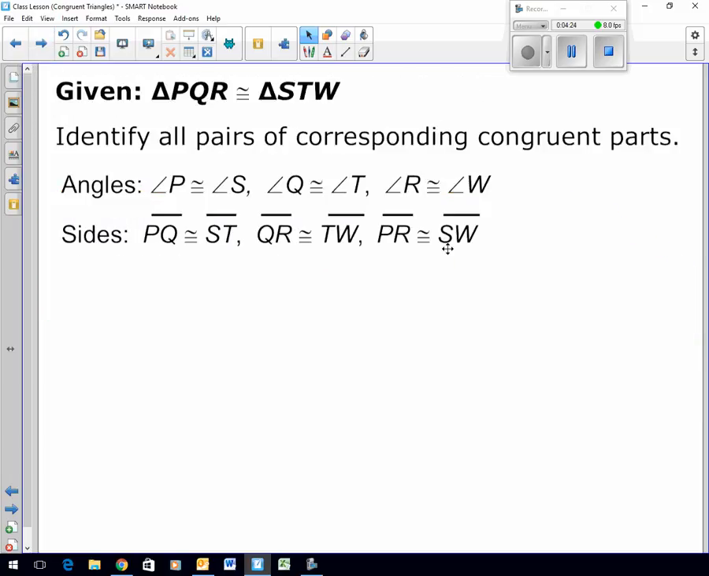So check it out, guys. In case some of you are still maybe unsure how this works, let's see if another strategy works, like this one. You don't have to write this down, just follow along with me here. Given that triangle PQR is congruent to triangle STW, identify all the pairs of corresponding congruent parts. Corresponding congruent parts means all of the angles and all of the sides. Some people are still unsure how it works. Let's see if this works.